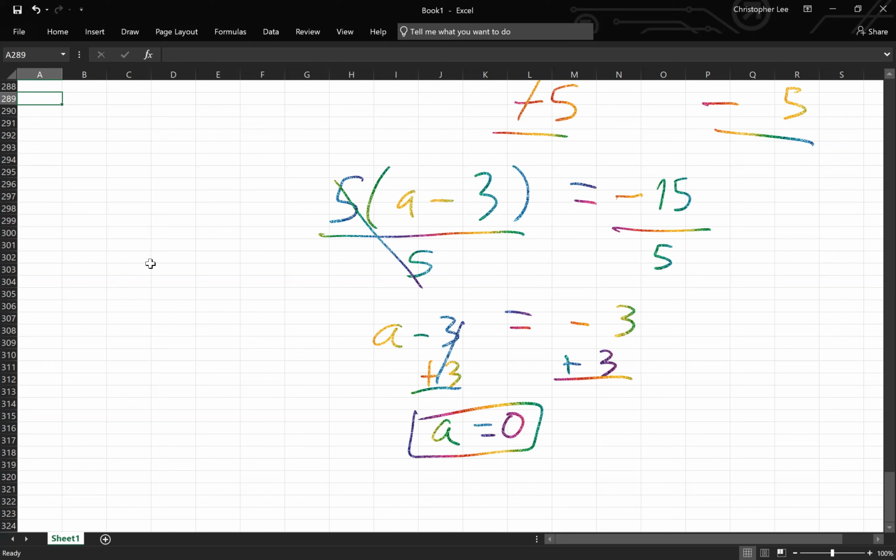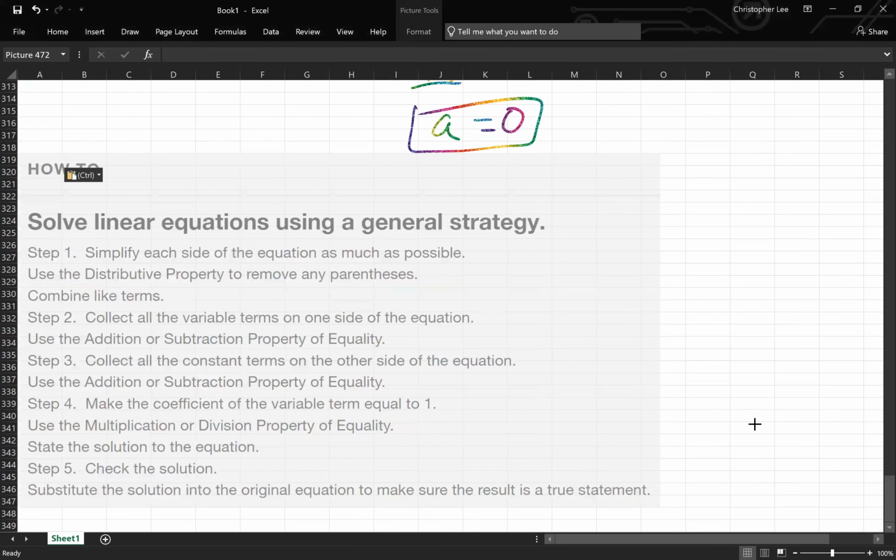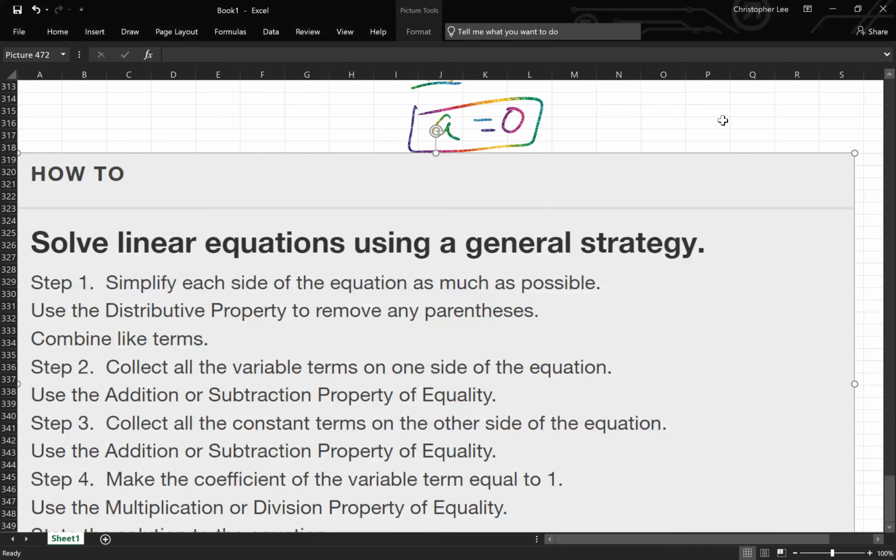Before we continue, I know you guys might want to actually see the steps written out, so here you go. This would be the part where you take your notes and everything. So, how to solve linear equations using the general strategy. Step 1, simplify each side of the equation as much as possible. Use the distributive property to remove any parentheses. Combine like terms. Step 2, collect all the variable terms on one side of the equation.